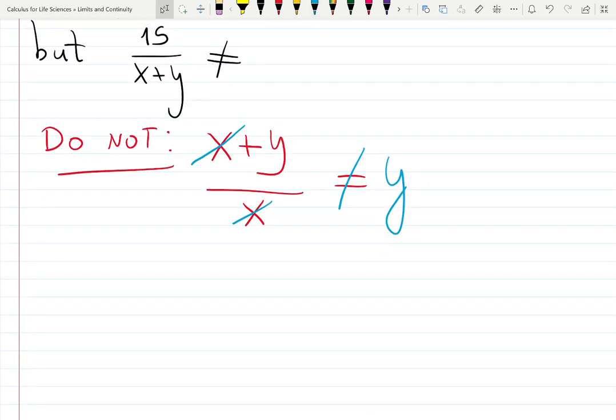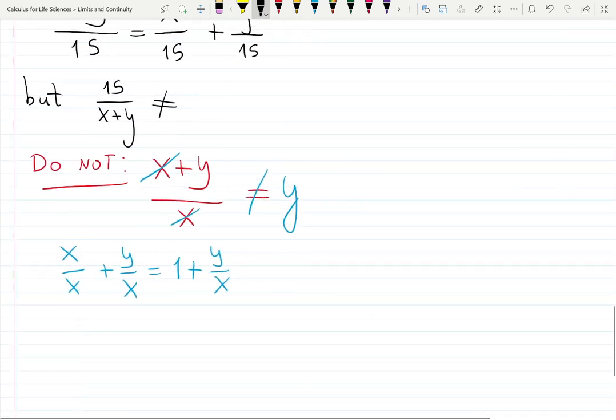You're supposed to break it into 2 fractions. You're supposed to write down x over x plus y over x. Then you can cancel out the first one. X over x is not 0, it's actually 1. So the answer will be 1 plus y over x. So that is important. If you see common things in fractions, don't be in a rush to cancel them out. That usually leads to lots of mistakes.